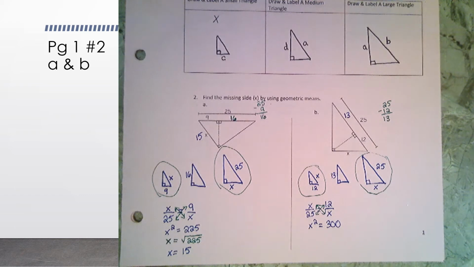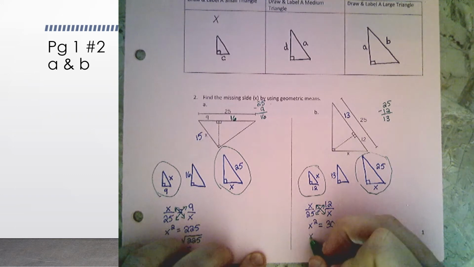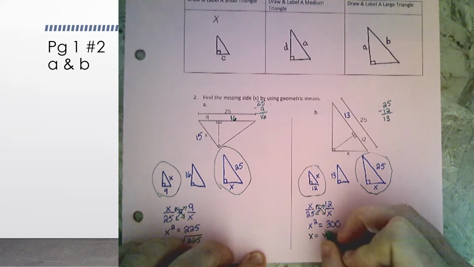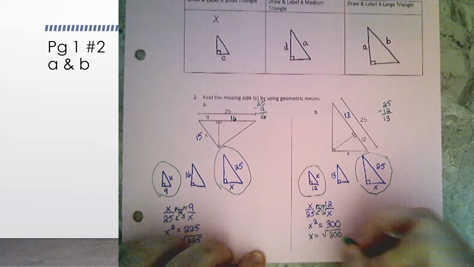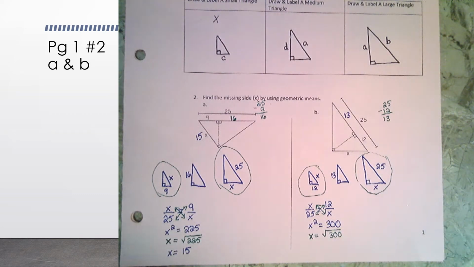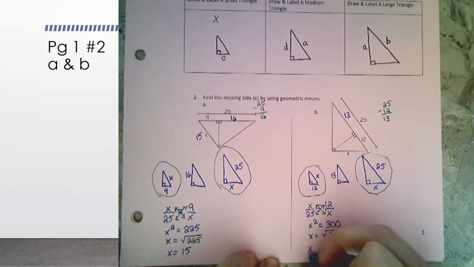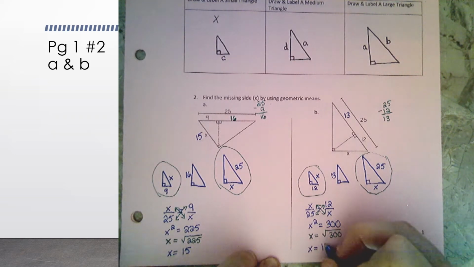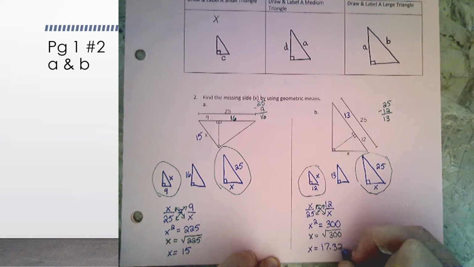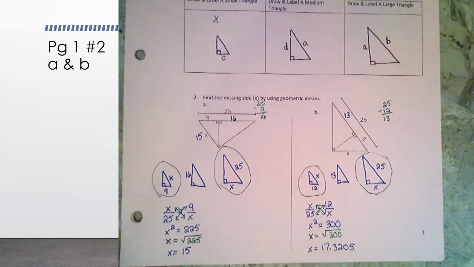Now, to get rid of the square, we have to find the square root. So I would have x equals the square root of 300. And when I do that, I would get x equals 17.3205. So I just wrote multiple decimals because they didn't tell me how many decimal places they wanted me to have my answer to. But in this case, your answer would be x equals 17.3205.